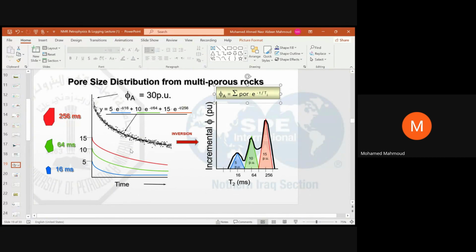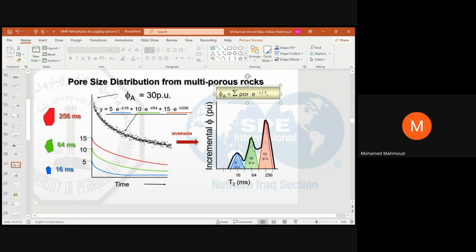The pore size distribution, if you would like to get this, is how many smaller pores, medium pores, and larger pores, and what is the contribution of each pore system to the total porosity. For example, we have 30 here. Larger pores contribute 15%, the medium pores contribute 10%, and the smaller pores contribute 5%. To get this detailed information, we should know the lithology.